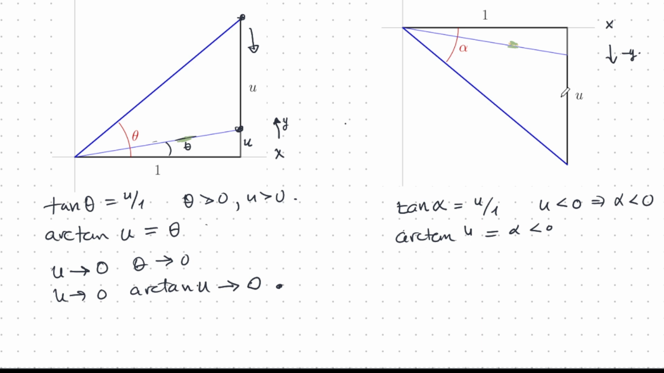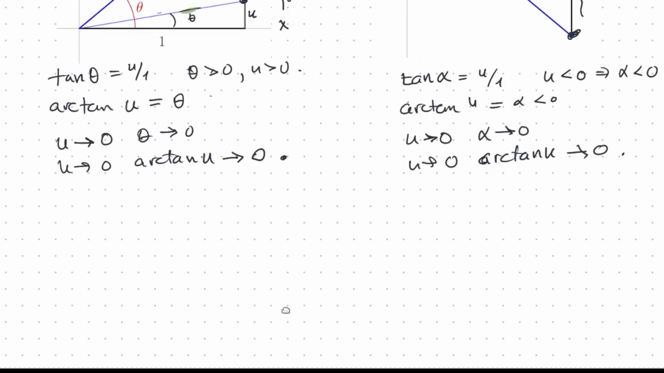Okay, and now we'll reduce u: take this point, bring it up until it becomes a small u here. Now alpha is small, so u approaches 0 from the negative direction, and alpha will approach 0. That means as u approaches 0, arctan u also approaches 0. Okay, that's very good. It has very sane behavior, arctan. But the other one, arctan 1 over u, is a little bit less sane.